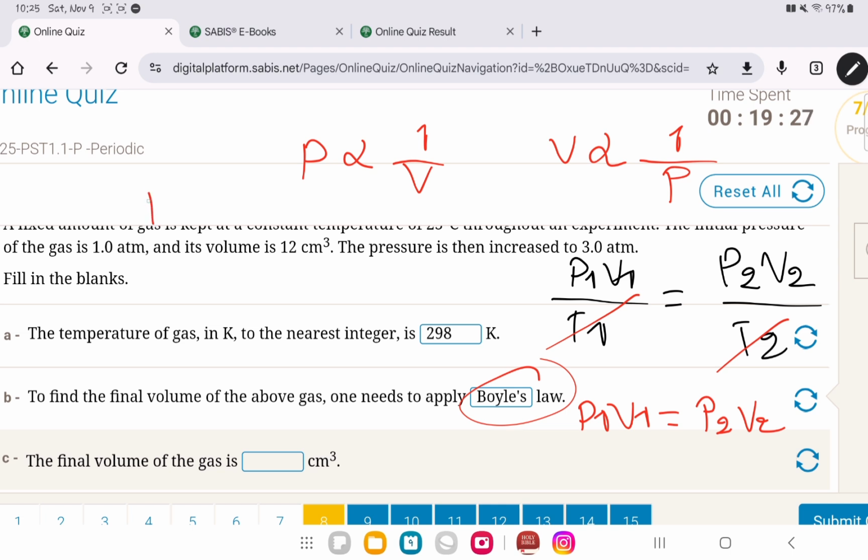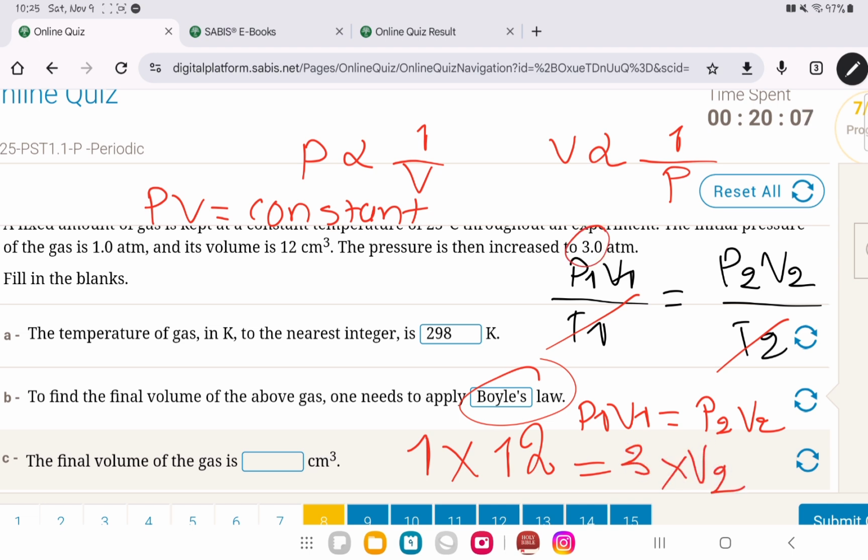So then we get, as a result, PV is equal to constant. And then you can say P1 V1 equals P2 V2. Now, to find the final volume of the gas, we're just going to substitute. We have the initial pressure, which is 1 atmosphere, multiplied by the initial volume, which is 12, is equal to the new pressure, which is 3 atmosphere, multiplied by the new volume.